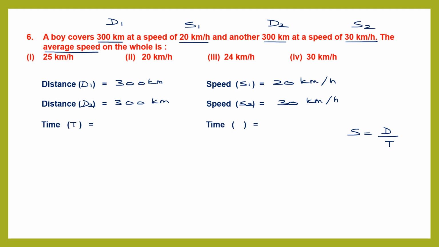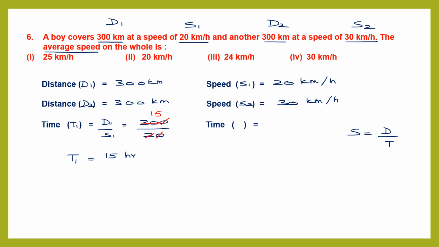So time 1 we're going to find, that will be distance 1 by speed 1. This is the formula to find time, distance by speed. So distance 1 is 300 kilometers and speed 1 is 20 kilometers. So let's cancel. I can cancel this and this, and I can cancel 2 and 30, 15. So we have found time 1. Time 1 is 15 hours.